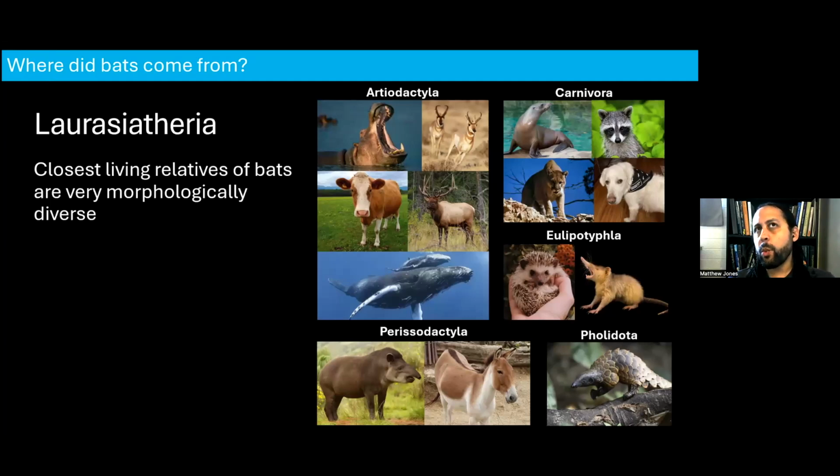So we can start to parse this out by understanding what they're most closely related to among living organisms. So bats belong to this group called Laurasiatheria, which also includes the even-toed ungulates, so things like cows and deer and whales, the carnivorans, cats, dogs, bears, the group including shrews, moles, and hedgehogs, pangolins, and the odd-toed ungulates, so horses, rhinos, and tapirs.